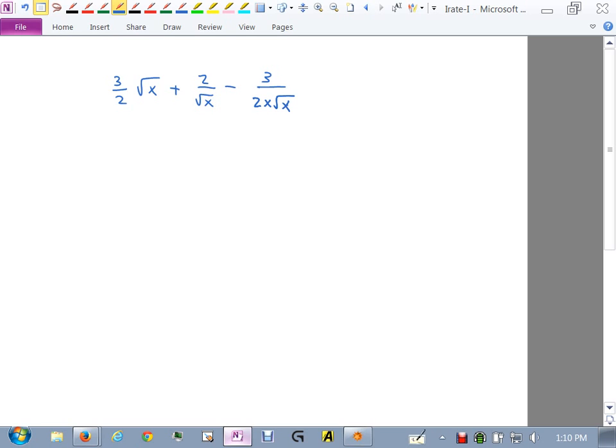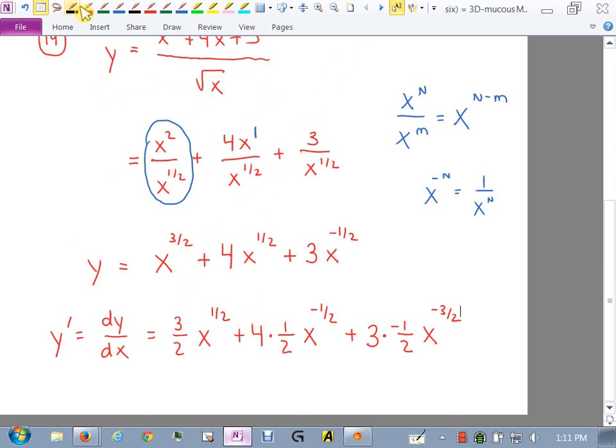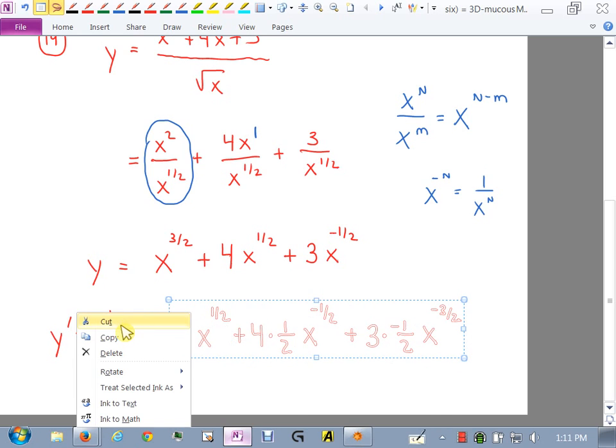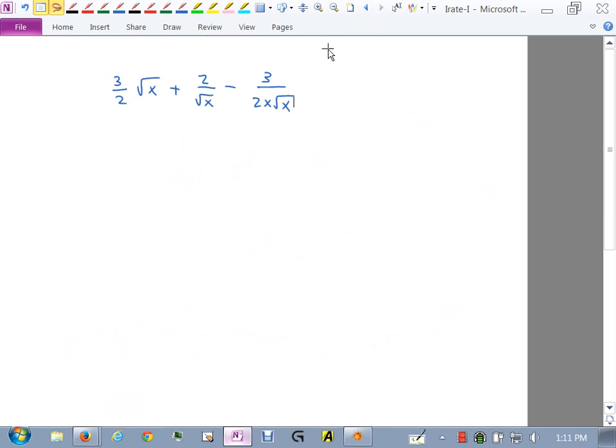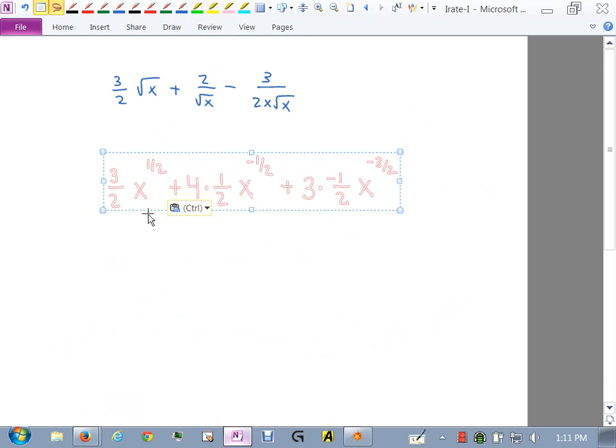Right? We like to, but we also should be comfortable getting it to this. So our answer was this, right? I'm not going to do this for each problem. I just want to show you at least one time the algebra that's required here.